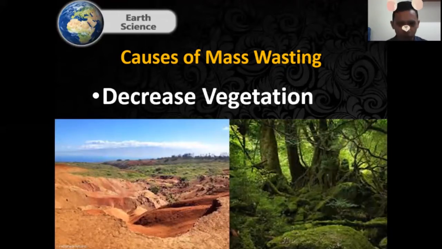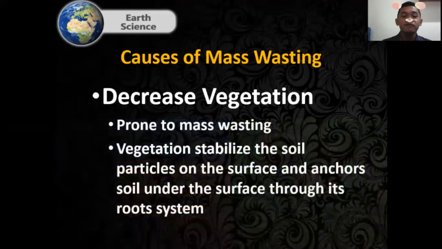Ang trees po, kasama ring mahuhulog. Maybe because of other causes, the increased water, lumalambot siya, pati ang ugat ng kahoy, nadala po siya, nahulog po siya kasama. Ayan, okay? Now, prone to mass wasting ang decreased vegetation. Vegetation stabilizes soil particles on the surface and anchors the soil under the surface to its root system.